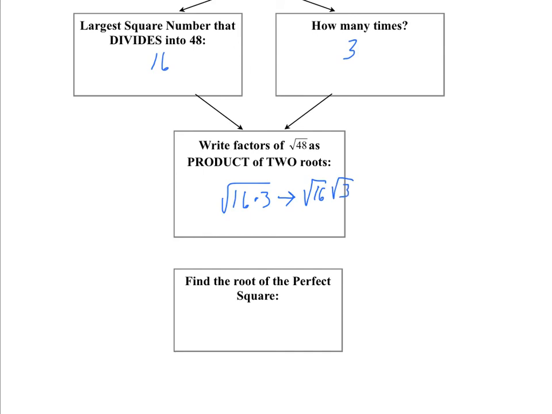And then that takes us to the next step, which is find the root of the perfect square. The perfect square here is this guy right there. It has a root of 4. So we take the square root of the perfect square, which is 4. And then the second value is stuck under the radical because it's not a perfect square. It stays as a radicand under the radical. And so now this is our answer. We've rewritten square root of 48 into a simpler radical, which involved taking out the largest square number that divides in 48.